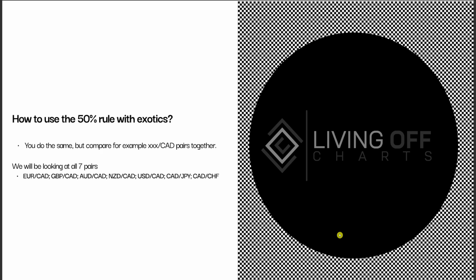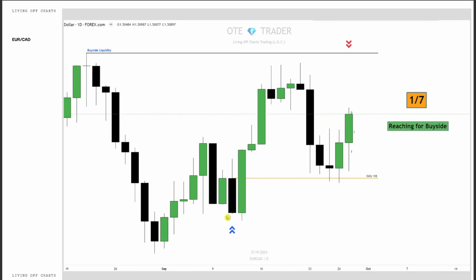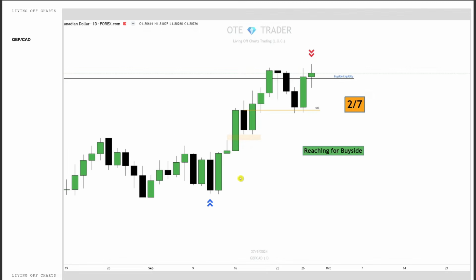Now, how do we use the 50% rule with exotics? We'll do the exact same thing, but we'll compare, for example, CAD pairs together. So we'll look at all these CAD pairs here, just like USD, but we're just changing the ticker to CAD. Right? Again, we'll start from this candle down here. We're reaching for buy-side liquidity, right? Price pushes up. From here, 1, 2, 3, 4, all these candles are reaching for buy-side, 1 out of 7. Then we'll go to GCAD, right? Pushing up, reaching for buy-side, 2 out of 7.